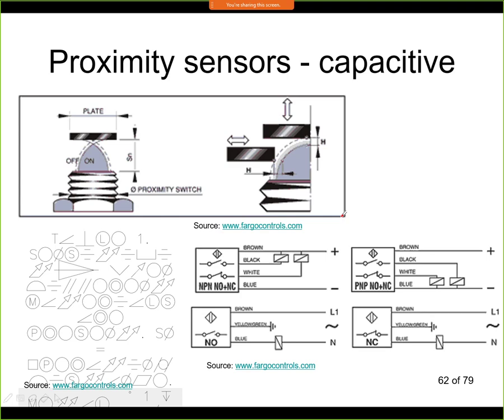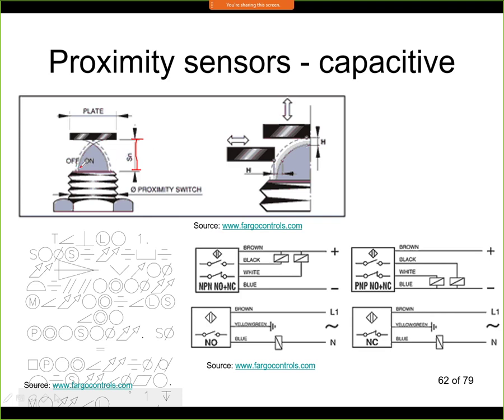Let's take a look again on the detection distance. The detection distance is very similar to the inductive sensor. So again, it has some detection distance. Typically, the detection distance is a little bit larger than for inductive sensors, but anyway, it's a few millimeters. Let's say 10 millimeters, 15 millimeters. It's definitely nothing like 1 meter.